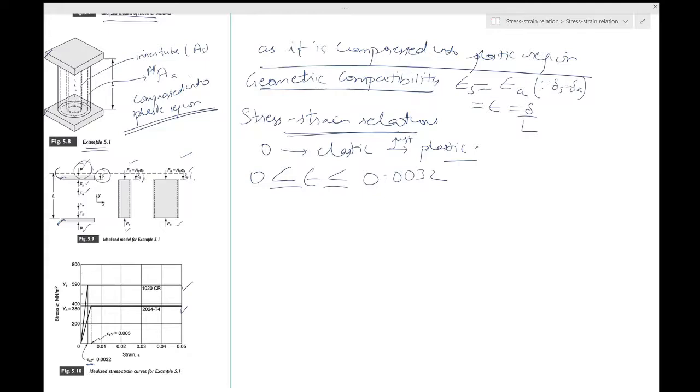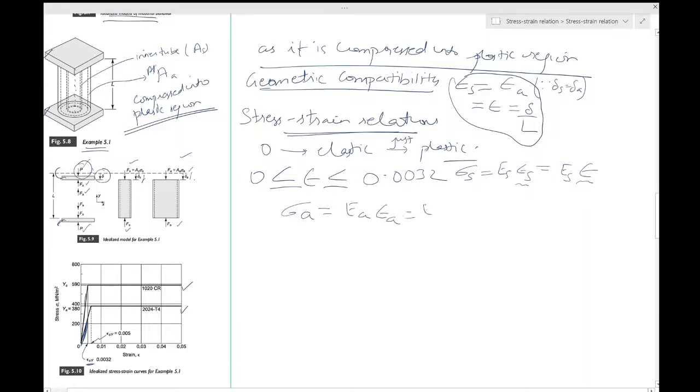In this interval, one good point is that both the steel and the aluminum are behaving linearly. So in this region, sigma s is equal to Es into epsilon s, and epsilon s is the same as epsilon because of geometric compatibility. And for the aluminum as well, you would have Ea into epsilon a equal to Ea into epsilon. Same logic. So you can find with this what Es would be.